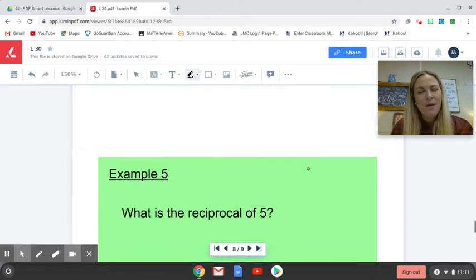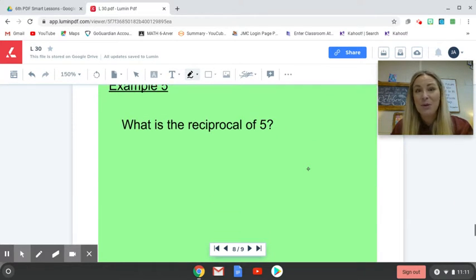I believe we have one more example to try. What's the reciprocal of 5? Keep in mind, all whole numbers are actually fractions if you just put them over 1 as a denominator. Pause the video and unpause when you're ready to check.